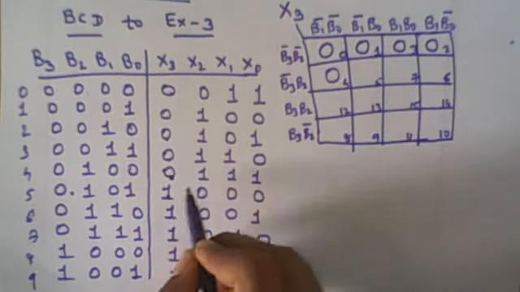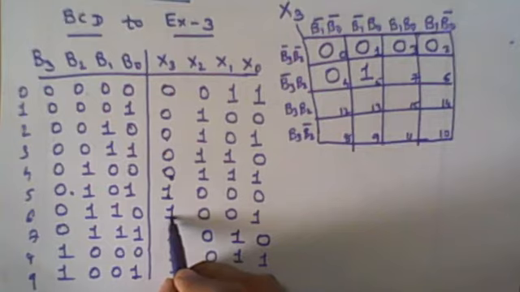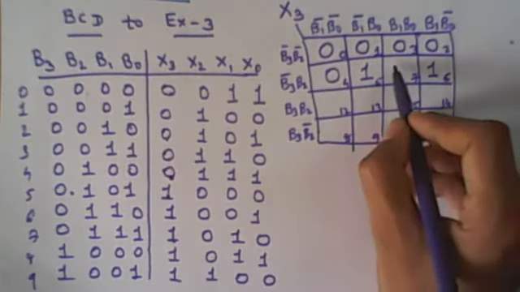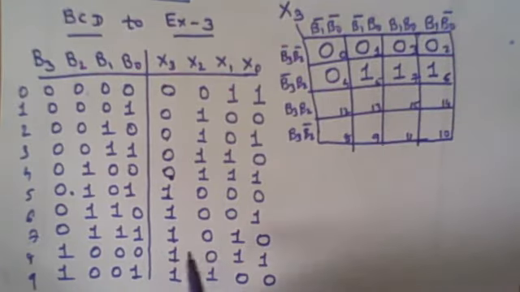For min term 5, x3 is equal to 1. For min term 6, x3 is equal to 1. For min term 7, x3 is equal to 1. For min term 8, x3 is equal to 1. And for min term 9, x3 is equal to 1.